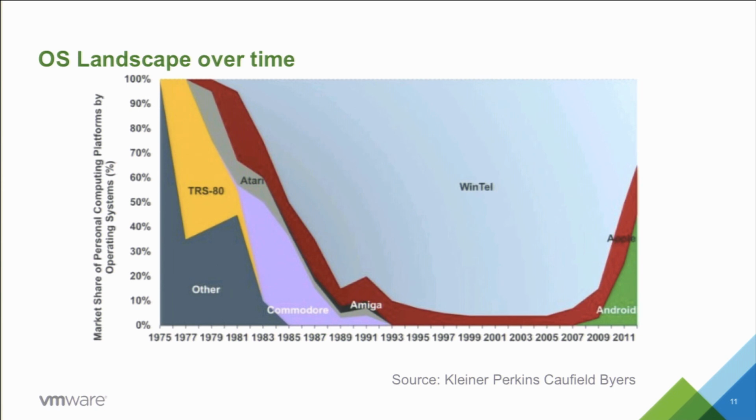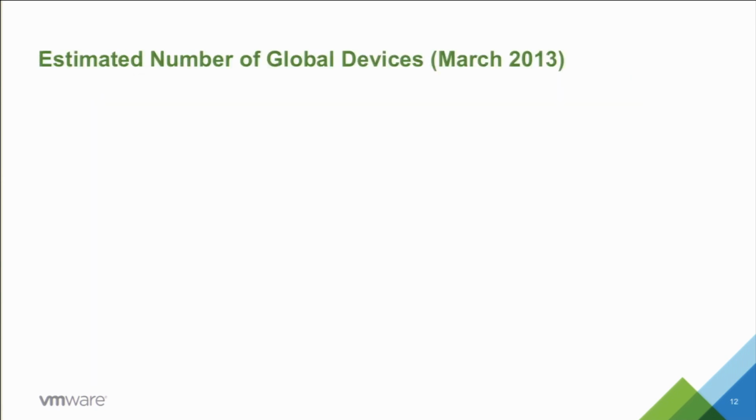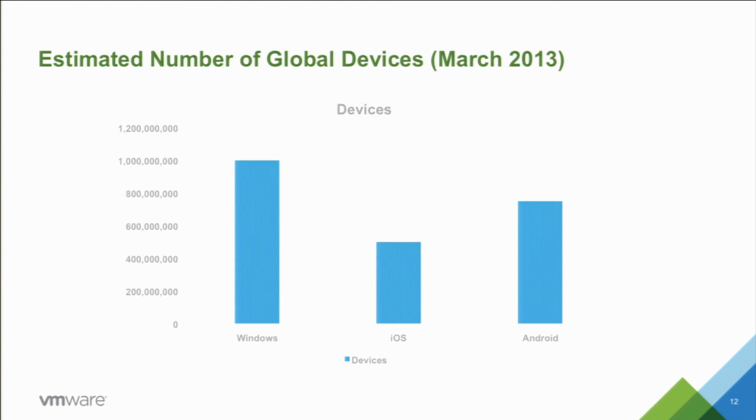Now, I want to talk specifically about what the total number of global devices are to put things in perspective. So I mentioned that we have 1 billion Windows PCs. And from an iOS perspective, this data is from March 2013. I don't have absolute current data, but I can give you rough approximations. But in 2013, there were about 500 million iOS devices and about 750 million Android devices. So they've almost caught up from a device count perspective.